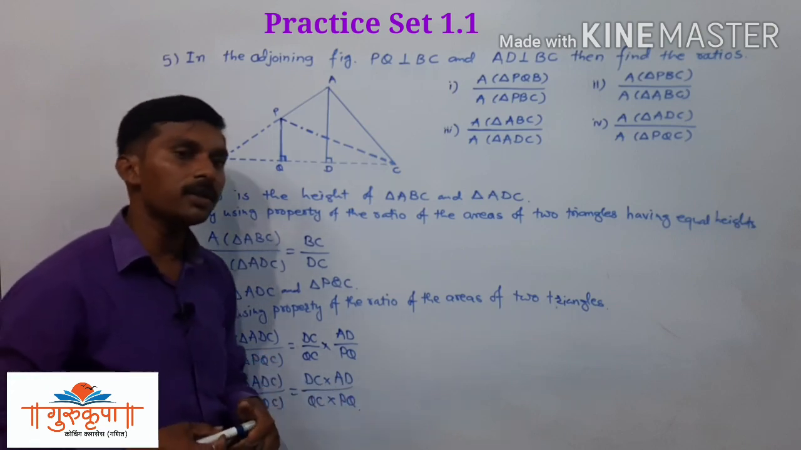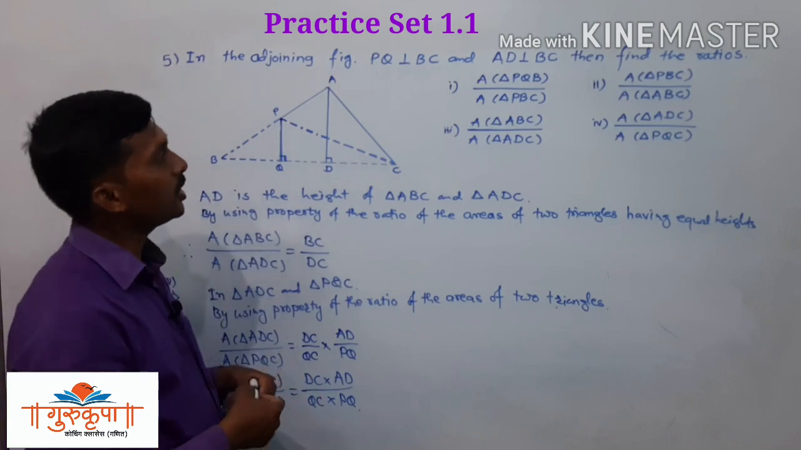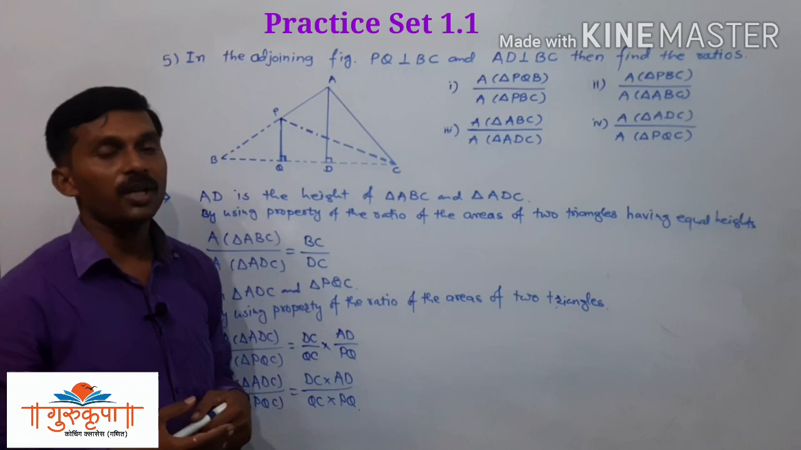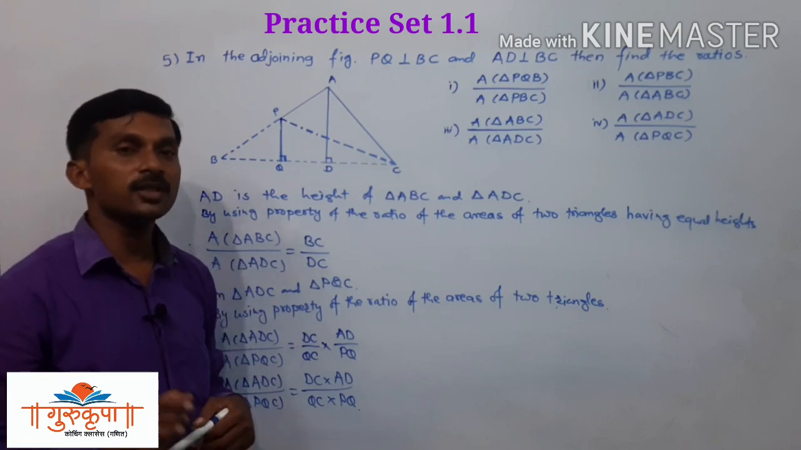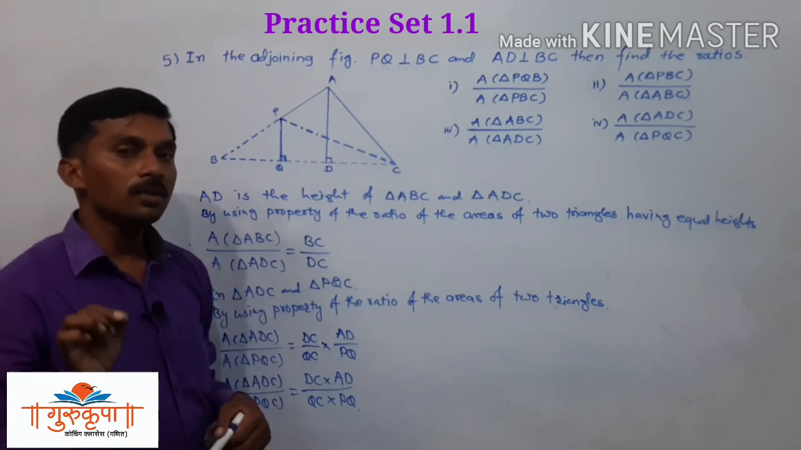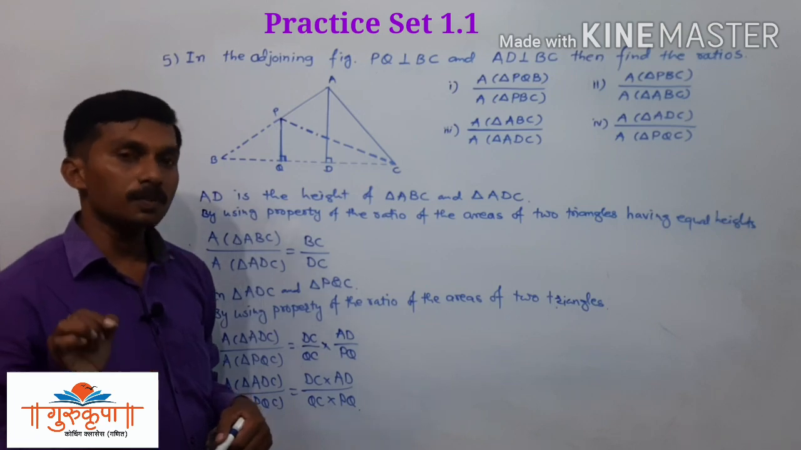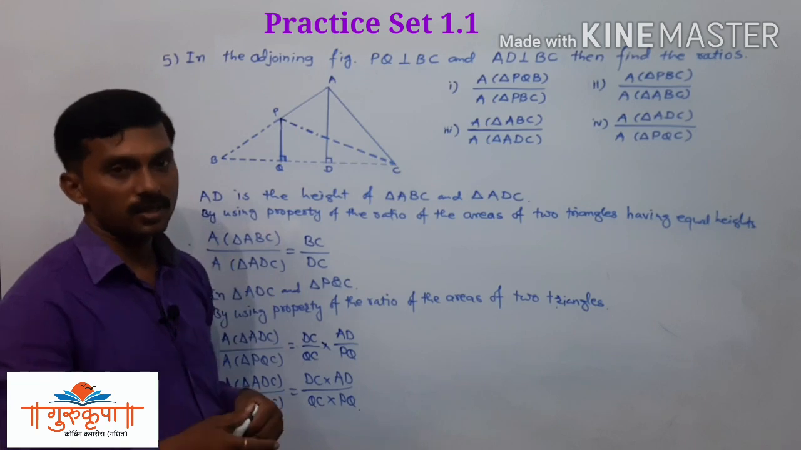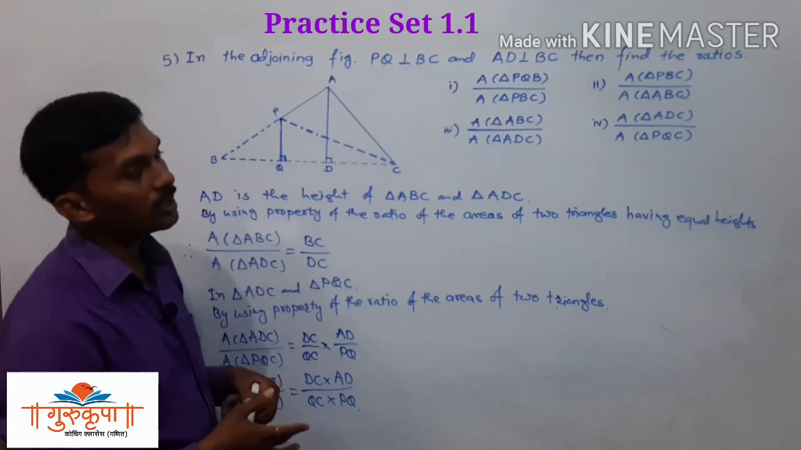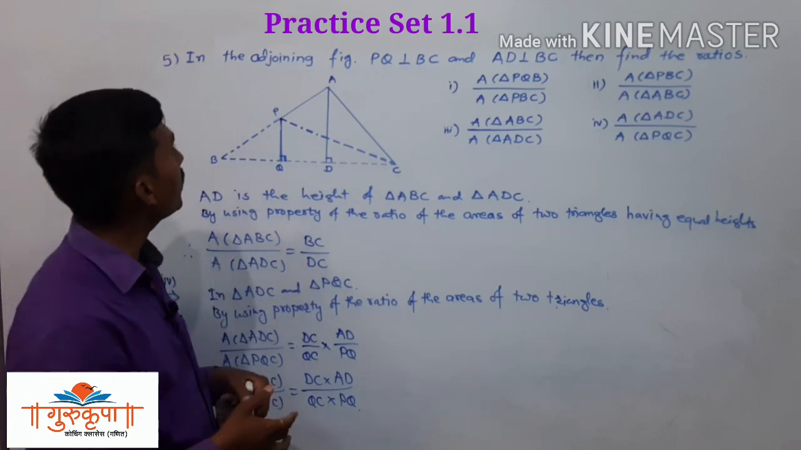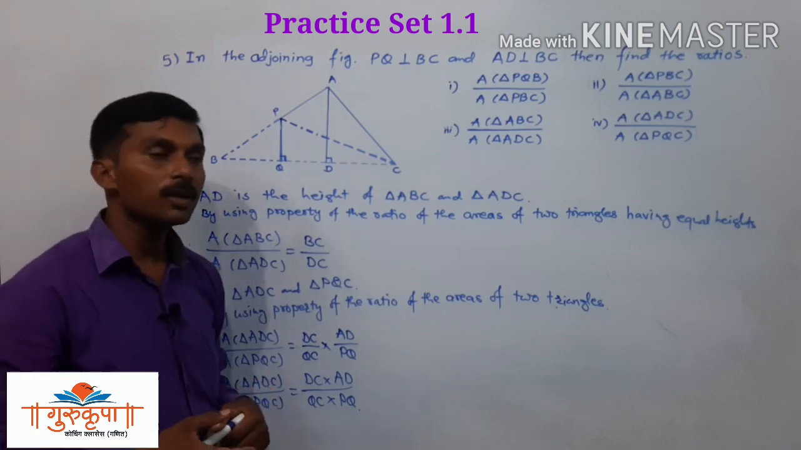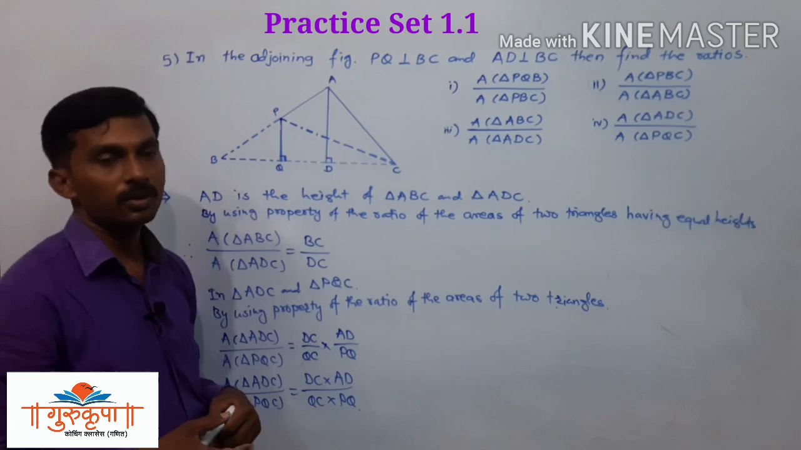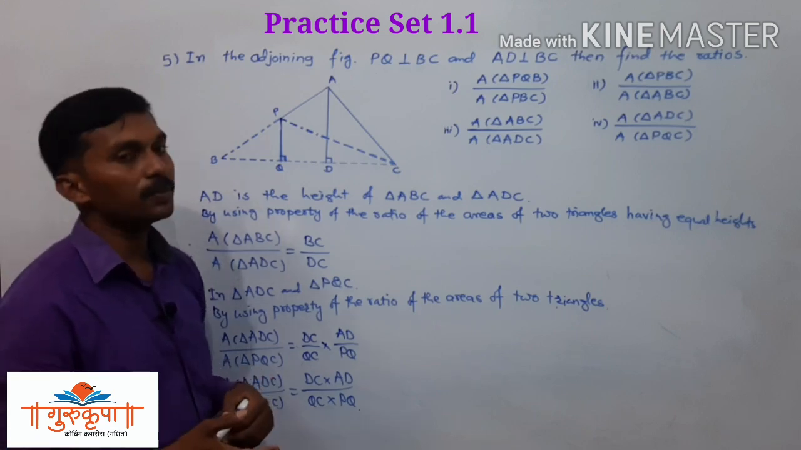And here we complete the first practice set, that is practice set 1.1. In this practice set we have 5 questions, and all these questions depend upon the first concept, that is properties of the ratios of the areas of two triangles. So carefully study the properties and try to solve each and every example from the practice set and from the problem set also. So this is all about practice set 1.1.